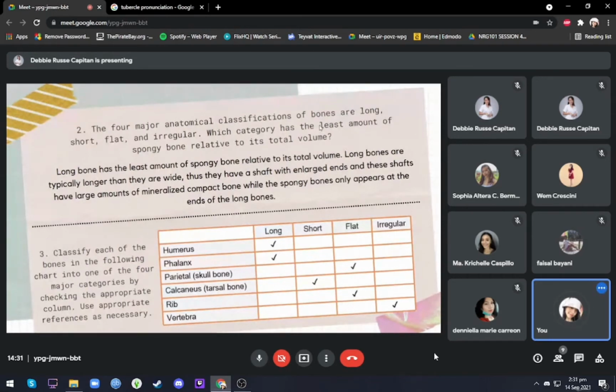The humerus and the phalanx are categorized as long bones, and the parietal, or the skull bones, are categorized as flat bones. The calcaneus is a short bone. The rib is also a flat bone. The vertebra is an irregular bone.